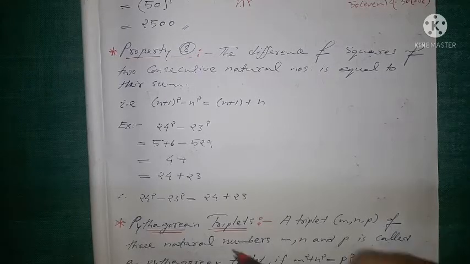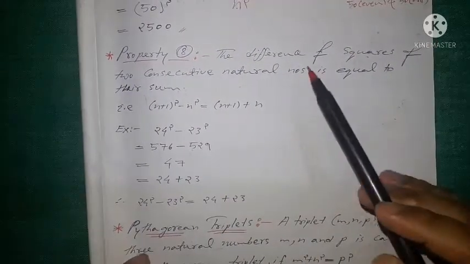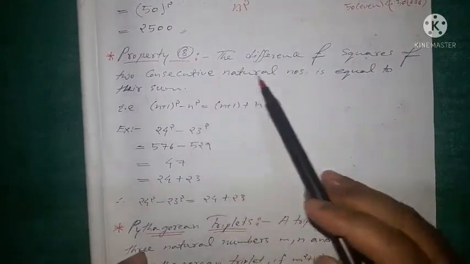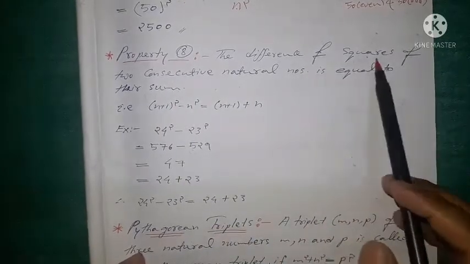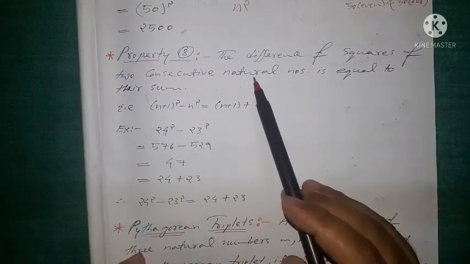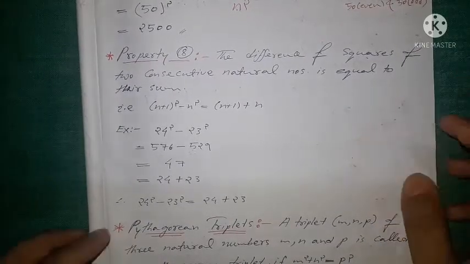So today let's continue with property number 8. Property number 8: the difference of squares of two consecutive natural numbers is equal to their sum. Consecutive natural numbers means, as we know, the numbers where there is no gap.